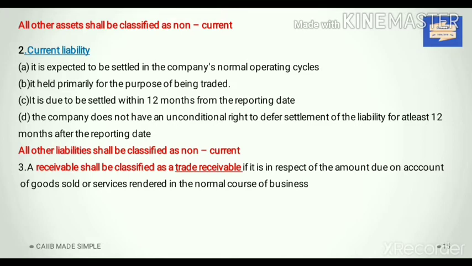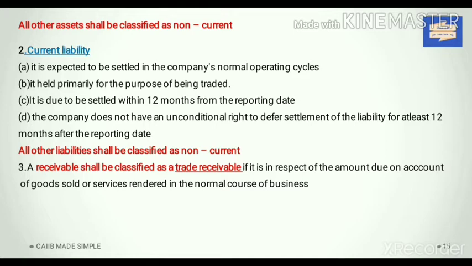Current liability. It is expected to be settled in the company's normal operating cycle. It is held primarily for the purpose of being traded. It is due to be settled within 12 months from the reporting date. The company does not have an unconditional right to defer settlement of the liability for at least 12 months. So, the company cannot defer the liability for at least 12 months after the reporting date. All other liabilities are considered as non-current.